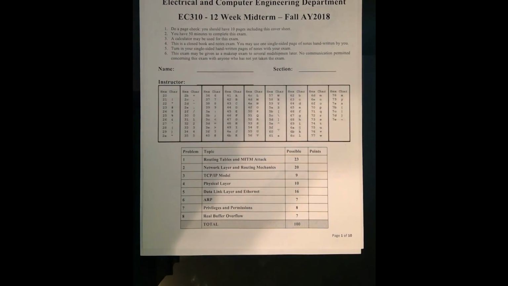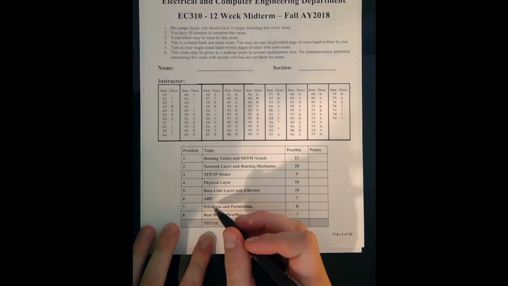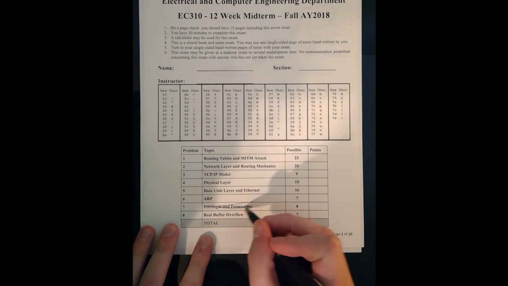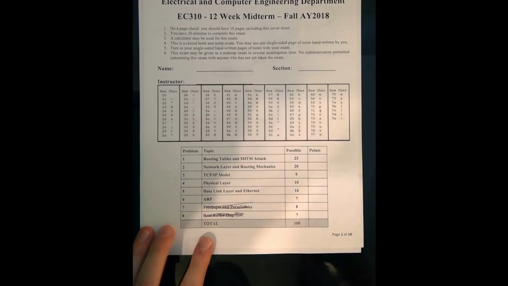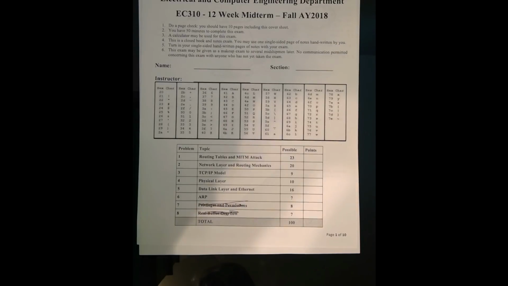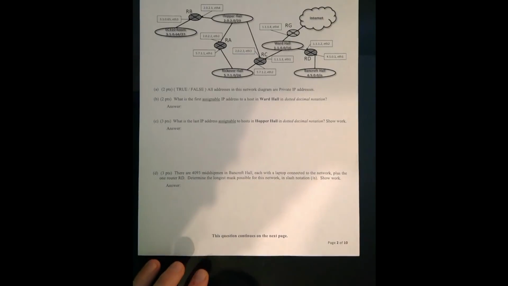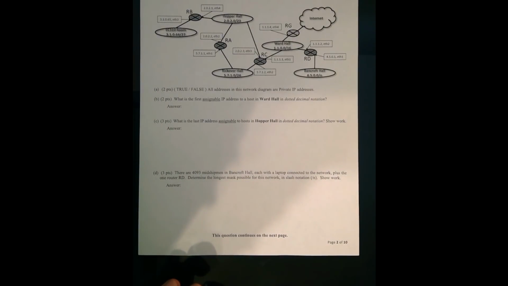Hi everyone, so this is the practice exam 12-week midterm from fall of academic year 2018. You'll see on the front here that there are two problems, one on privileges and permissions, one on real buffer overflows that are no longer on this part of the 12-week exam. Keep in mind that that will be replaced probably by another question that you haven't seen before because we're going to have to add something that is not those two topics. So let's get started with question number 1.